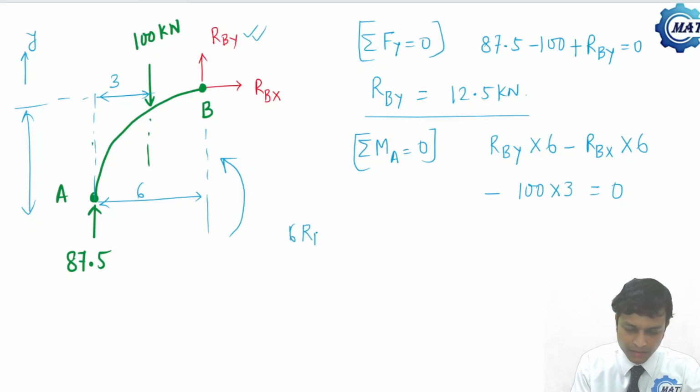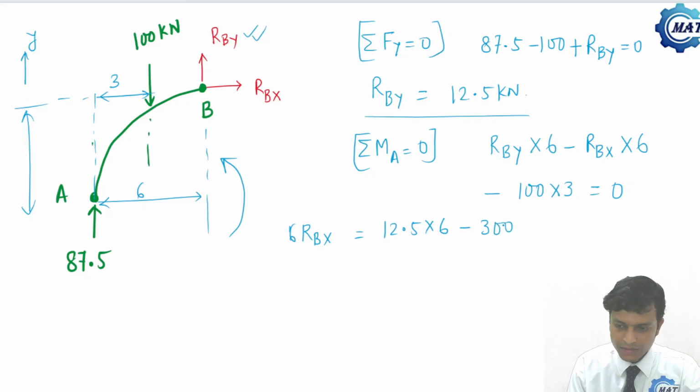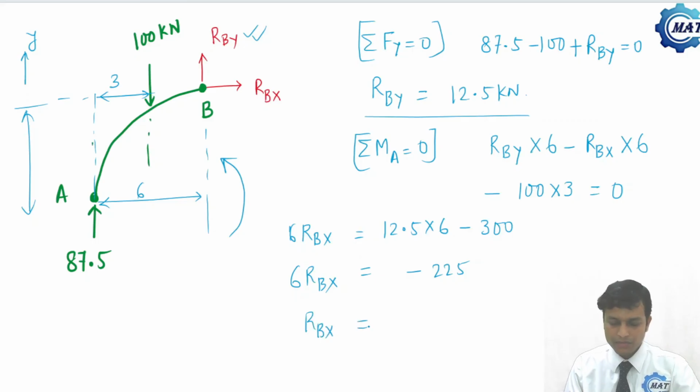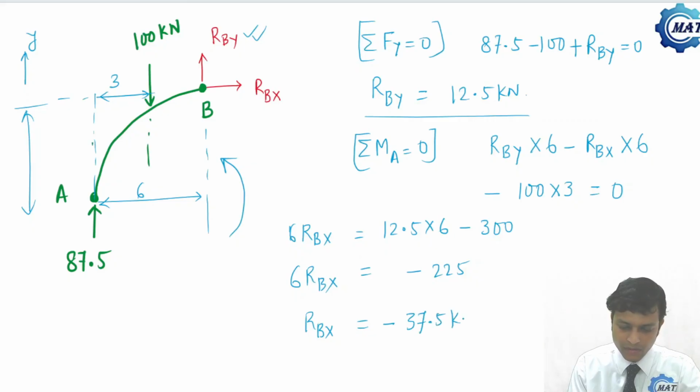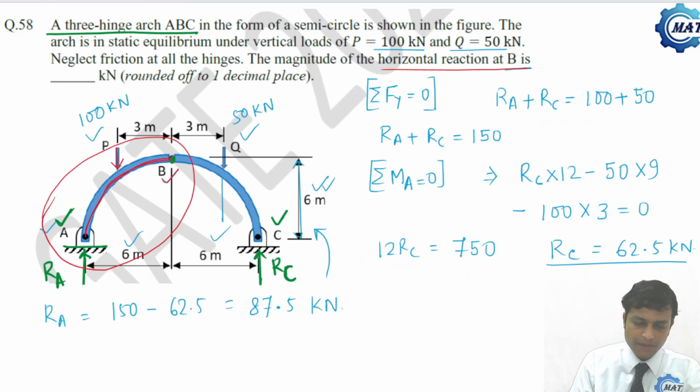That is 6 RBX. 6 RBX is RBY, 12.5 into 6, minus 300. That is 375 minus 300. So RBX becomes minus 37.5 kilonewton. So this is the answer to the problem. The horizontal reaction at B is minus 37.5 kilonewton. Now let us move to the next problem.